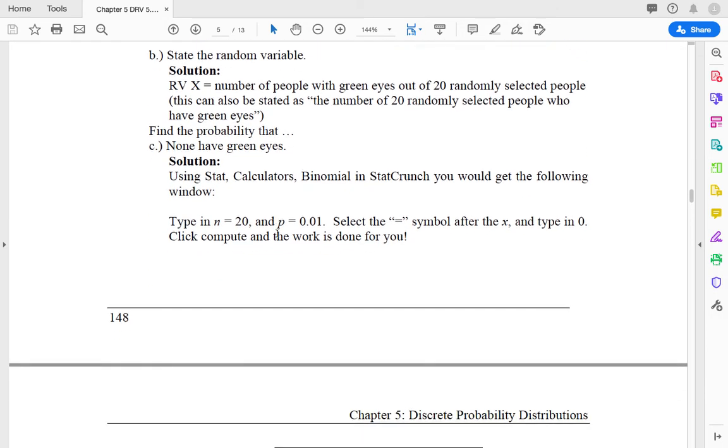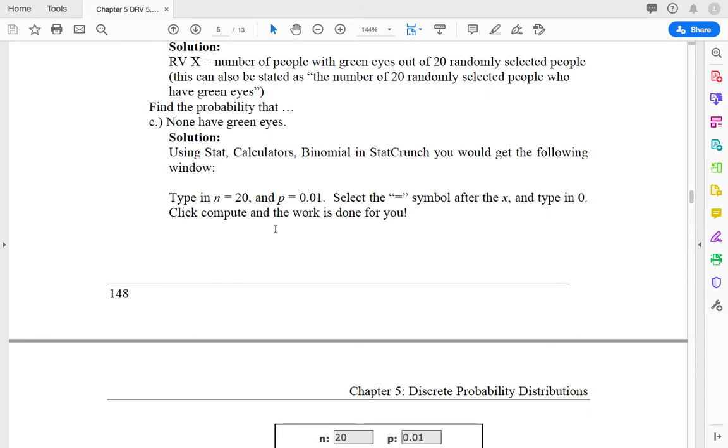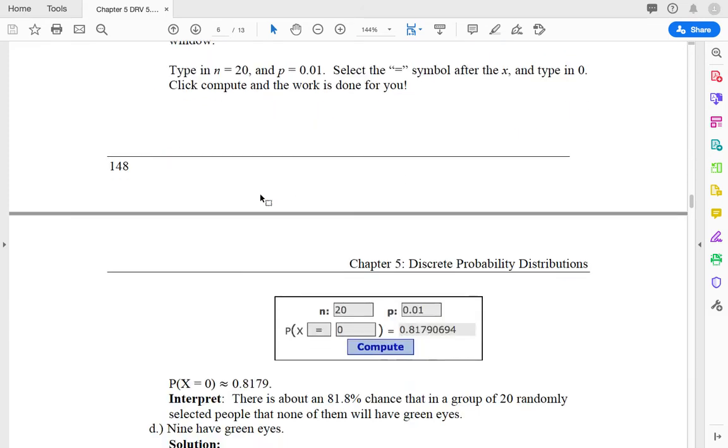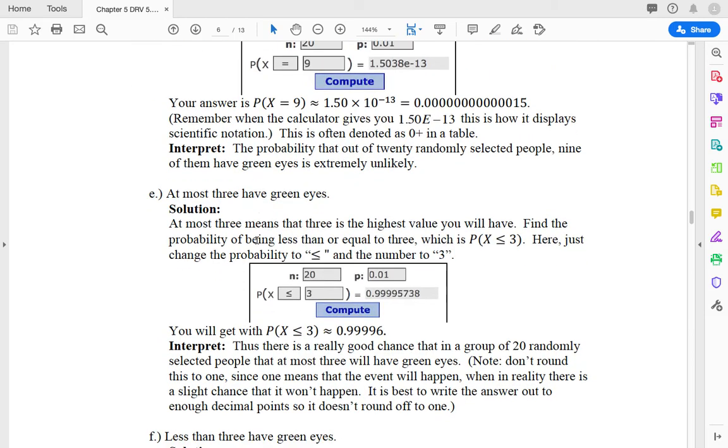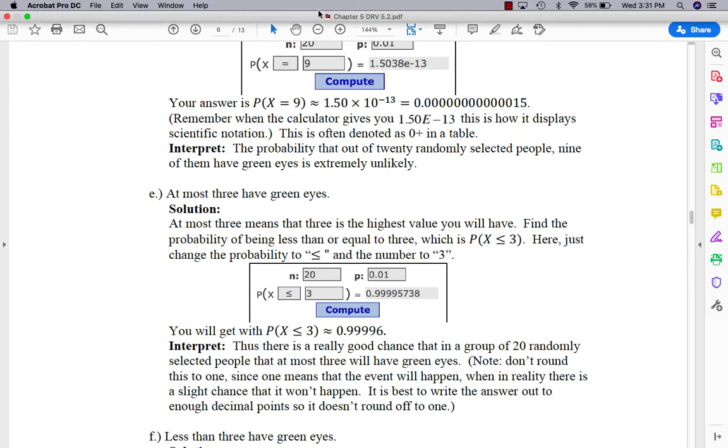And now we get to the probabilities. We want to find the probability that none have green eyes, and this is what it will look like on the computer. Then we're going to find the probability that 9 have green eyes. Then we're going to find the probability that at most 3 have green eyes. Okay, so I'm going to open up StatCrunch here. Bear with me for just 1 second.